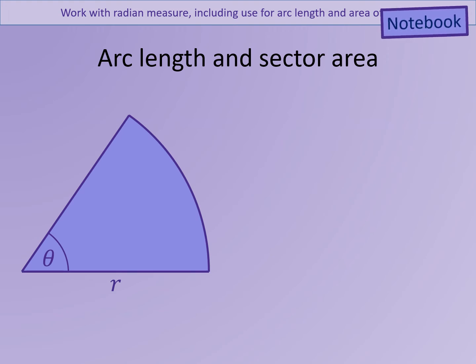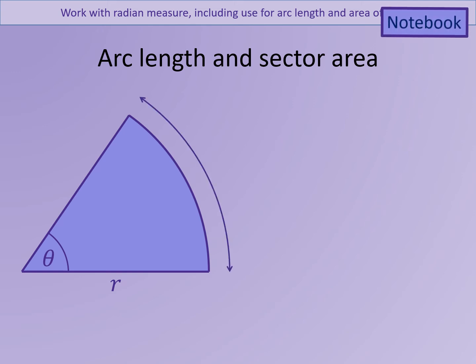We're now going to consider how to calculate the length of an arc of a sector and also the area of a sector of a circle. The formulas for these work out very nicely if you are in radians mode. So the angles here are going to always be measured in radians. We also have the radius of the circle.